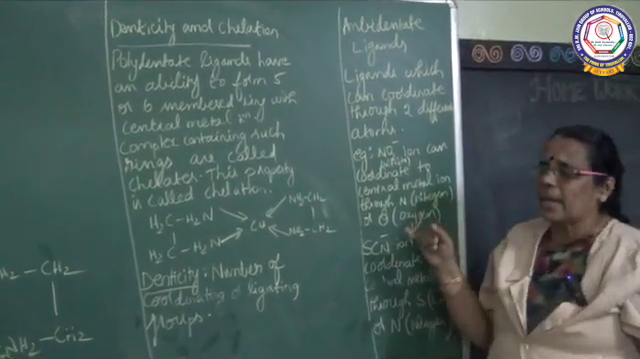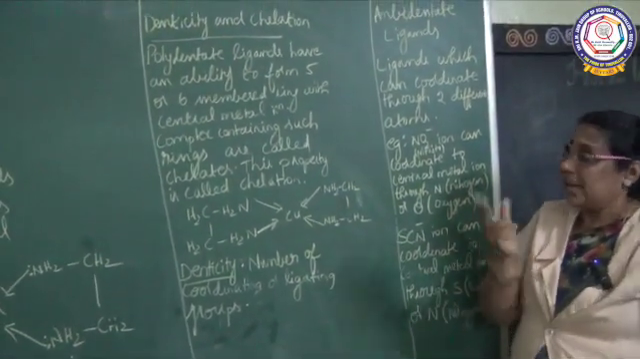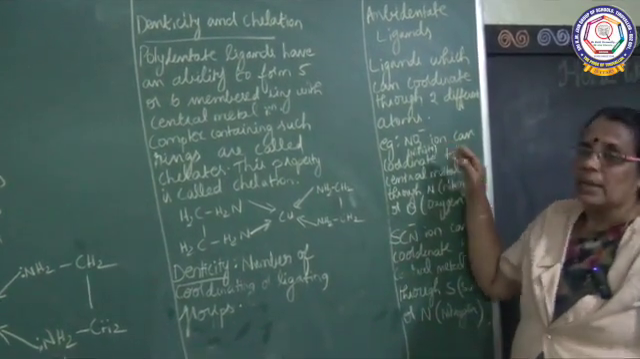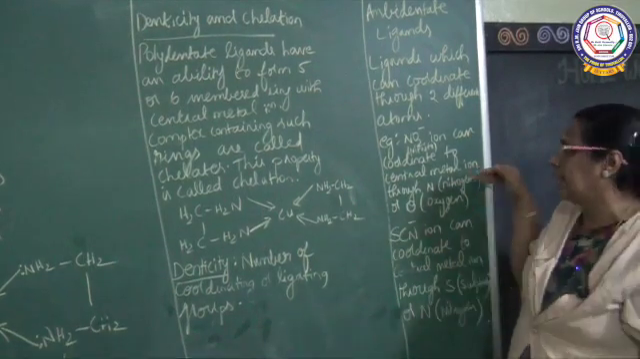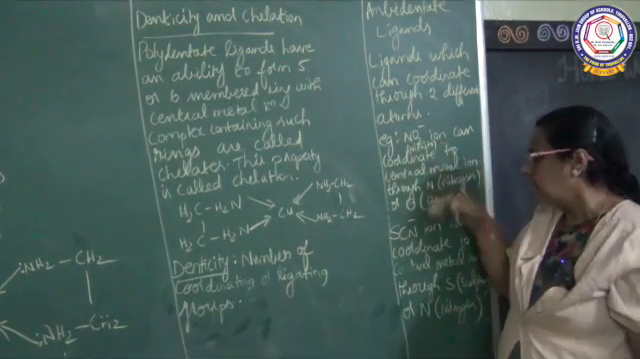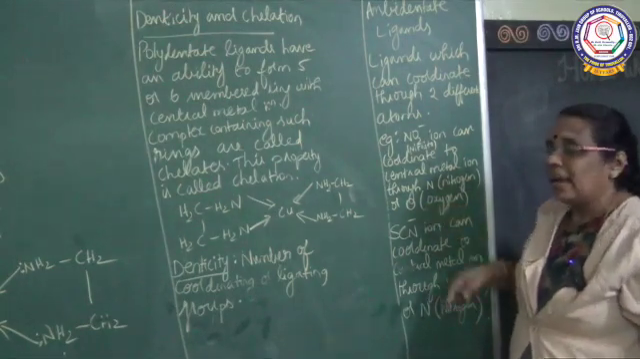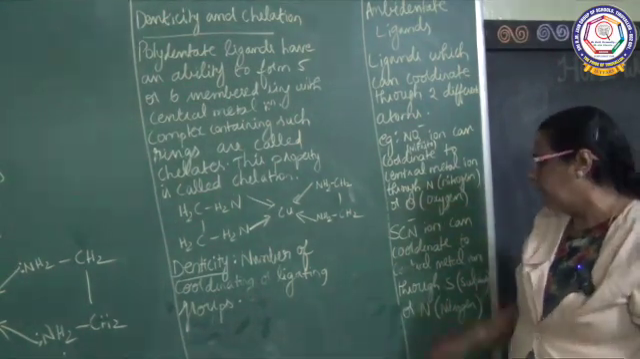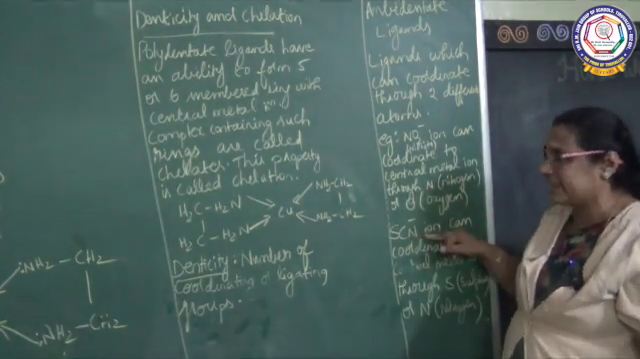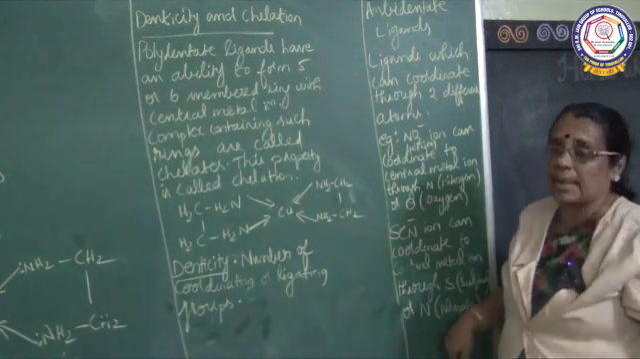When a central metal atom or ion is linked in two different ways through a ligand, we can call it an ambidentate ligand. For example, nitrito: the central metal ion can be linked through nitrogen as well as through oxygen. Similarly, SCN minus, here again two types of linkages are possible. The central metal ion can be linked either through nitrogen in SCN minus or through sulfur in SCN minus. This way of linkage, we can call ambidentate ligands.